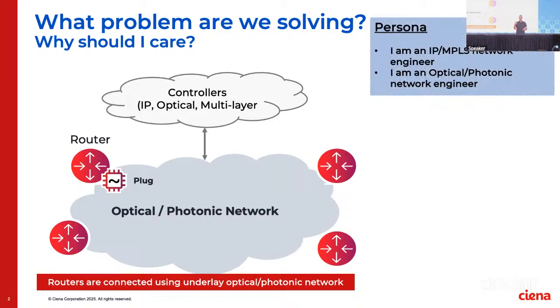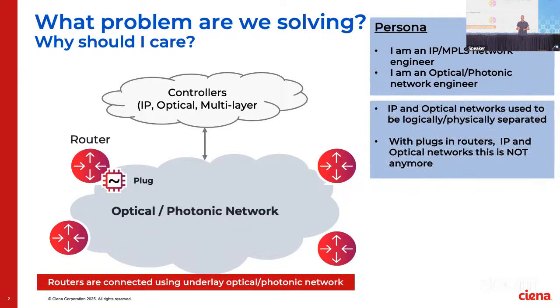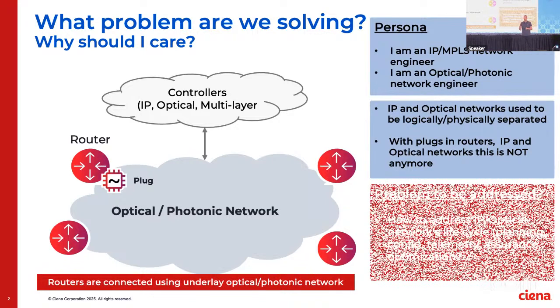The persona that I'm looking at: I am an IP MPLS engineer, or I am a photonic engineer, depending on what you have. The concept might be a bit different, but overall, I am looking at the network. Now I put the plug into the router. It used to be a separate component altogether. Now it's inside the router. So is this part of the routing domain? Is this part of the optical domain? Either. So these are the questions that we want to address.